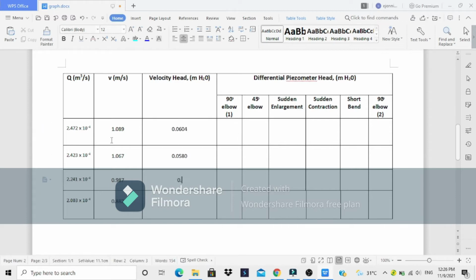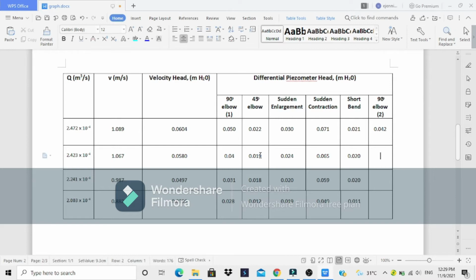So just take all Q, calculated V, small v, velocity head, and 90 degrees elbow, H1 minus H2, 45 degrees elbow, H3 minus H4, sudden enlargement, H5 minus H6, sudden contraction, H7 minus H8, short bend, H9 minus H10, and 90 degrees elbow number 2, H11 minus H12. So I'm just writing down all the things that I have calculated.